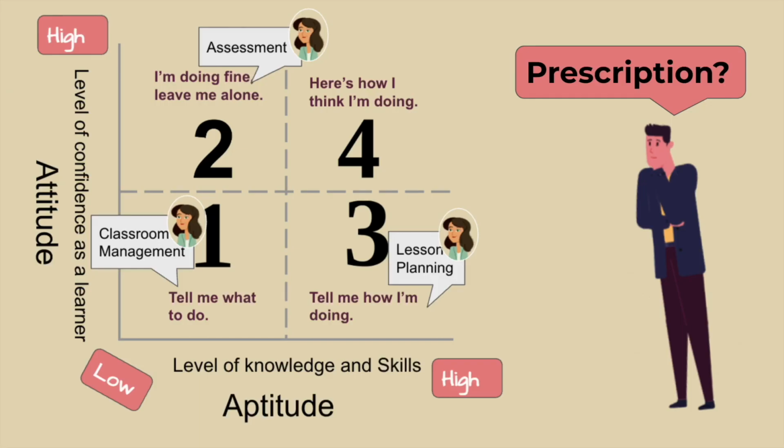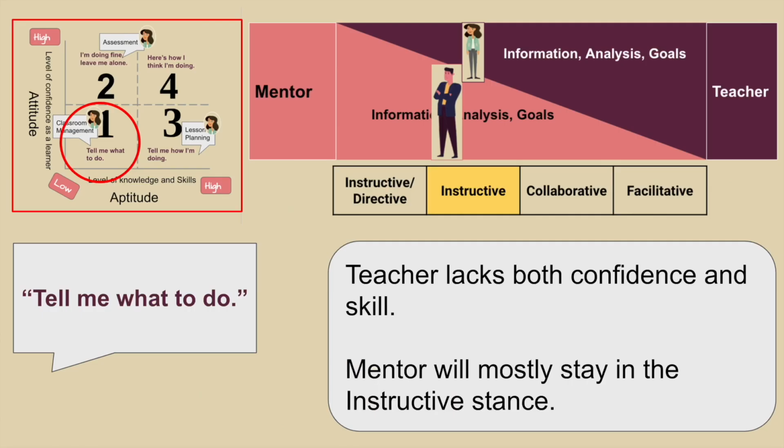Okay, we're back. Now let's get back to the aptitude and attitude chart for our teacher. For classroom management, she is in quadrant 1. Limited in both confidence and skill. This is the "tell me what to do" quadrant. The mentor will mostly stay in the instructive stance when discussing and planning classroom management strategies.